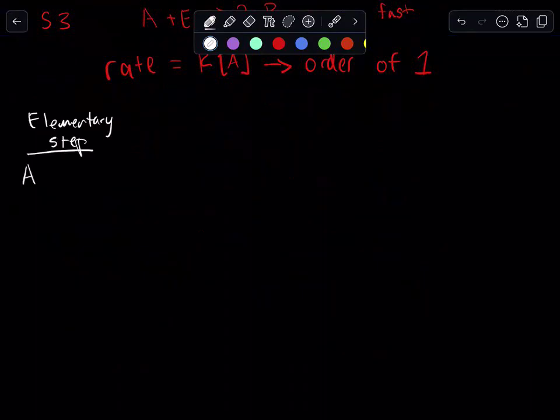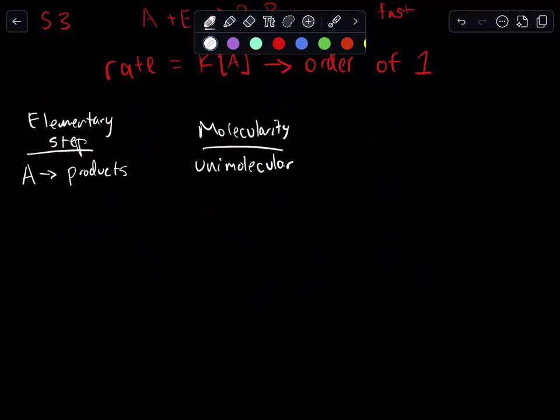And if we have A reacts to form our products, we know that this is going to be unimolecular with one reactant. So that'll be our molecularity. And our rate law will just be rate is equal to k times the concentration of reactant A.